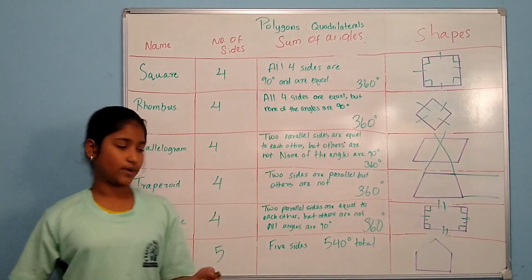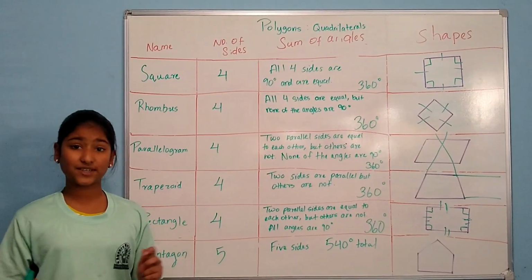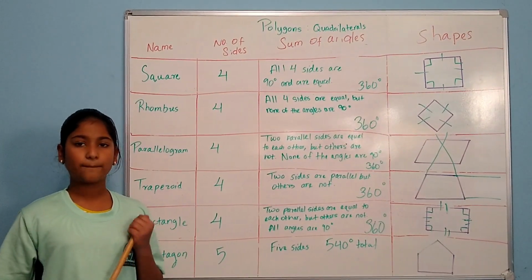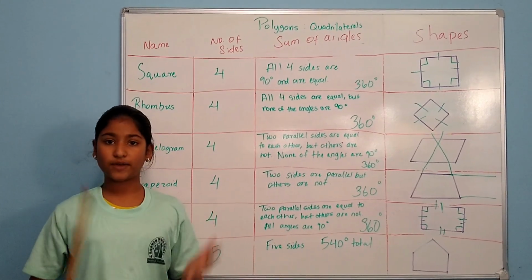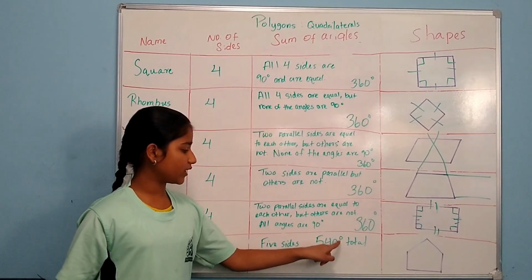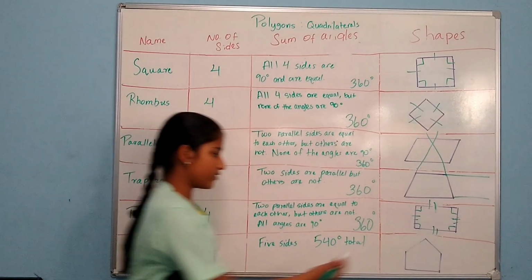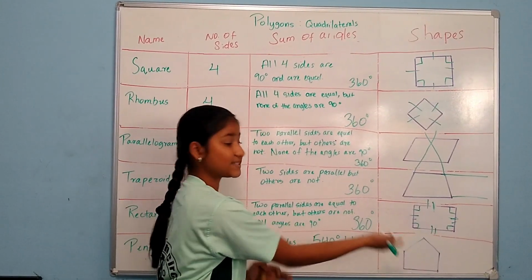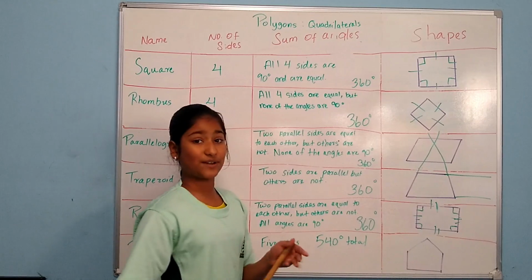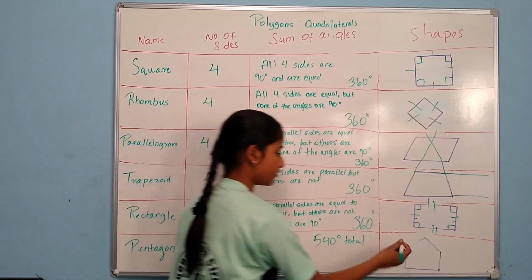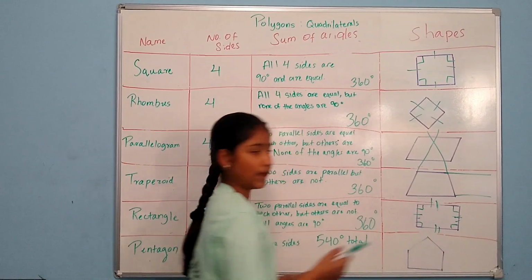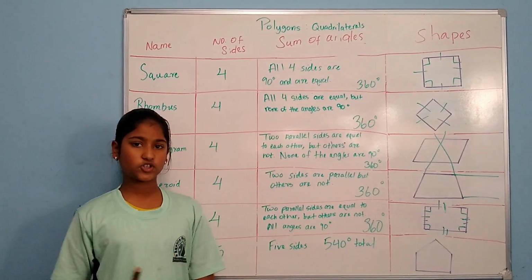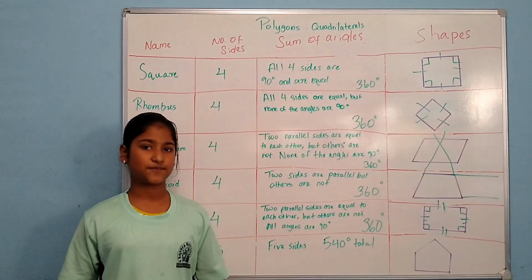Let's look at the last one, which is a pentagon. A pentagon is not a quadrilateral because it has 5 sides, and the total number of angles it has is 540 degrees, and this is what it looks like. Here's a type of pentagon. This is not necessarily how it has to look, and this one has 5 sides if you count: 1, 2, 3, 4, and 5. So now you know more about quadrilaterals, pentagons, and other types of polygons.